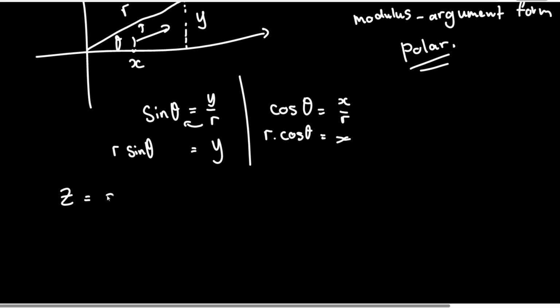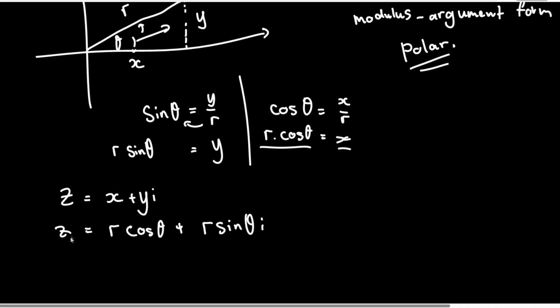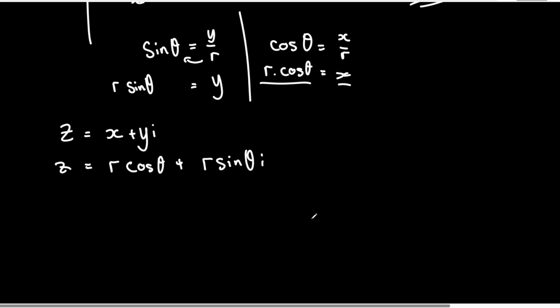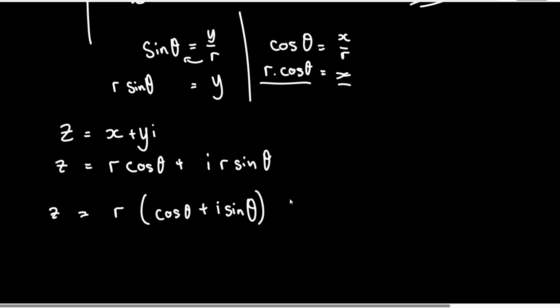So if we say z is equal to x plus yi, I can substitute x, because I know x is equal to r times cosine theta. I can substitute x with r cosine theta plus, and I know that y is equal to r sine theta, so it's going to be r sine theta i. I guess I could put the i in the front, so I don't make it confusing: i r sine theta. And then what about if I just factor out the r? So I can then say r times cosine theta plus i sine theta. And that right here is the polar form. That's how you get it.